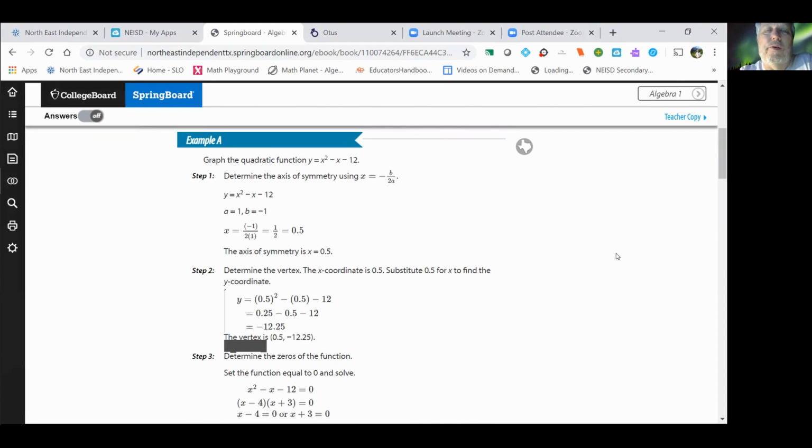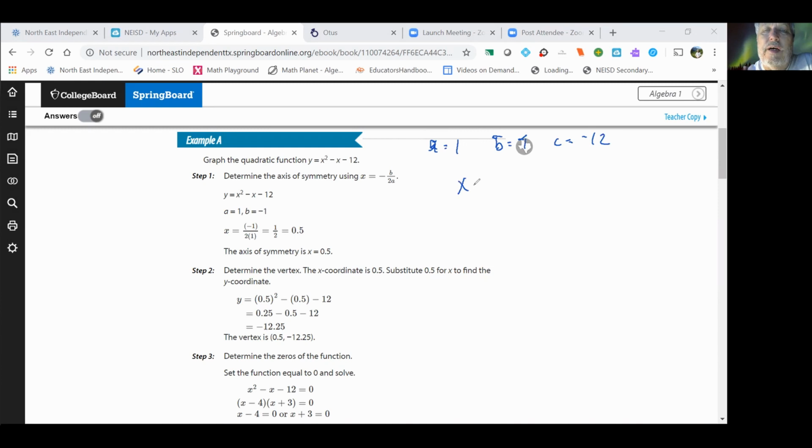The first thing we want to do is identify what A, B, and C are. The function is y equals x squared minus x minus 12. So A is 1, B is -1, and C is -12. We don't really need the C for today's activity, but we're going to get used to identifying all three.